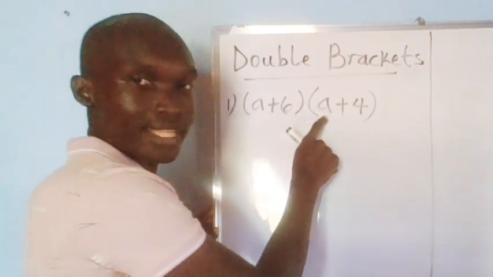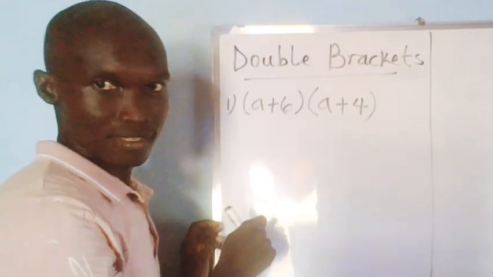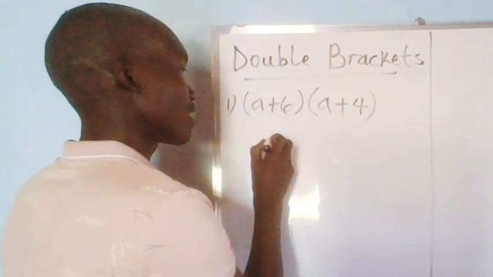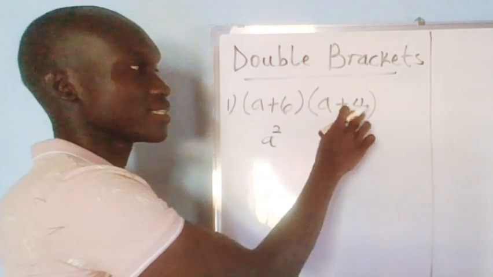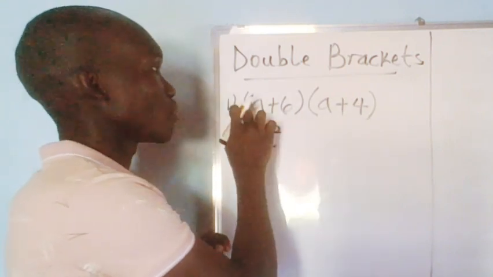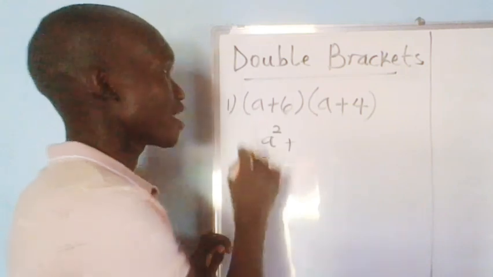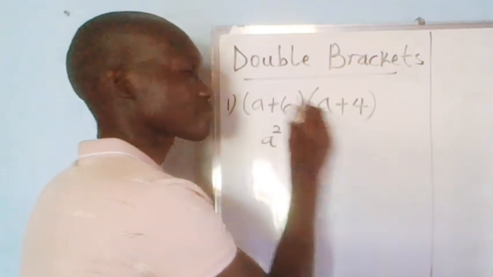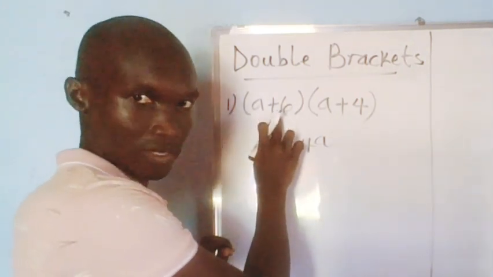A times a means you just add the powers, 1 plus 1, which gives us a squared. Then we multiply the second number. Positive times positive will give us positive. A times 4 will give us 4a. That's very important.